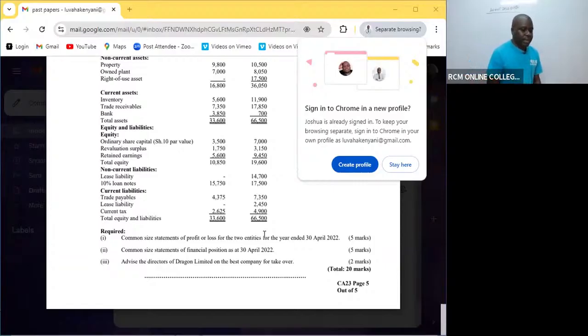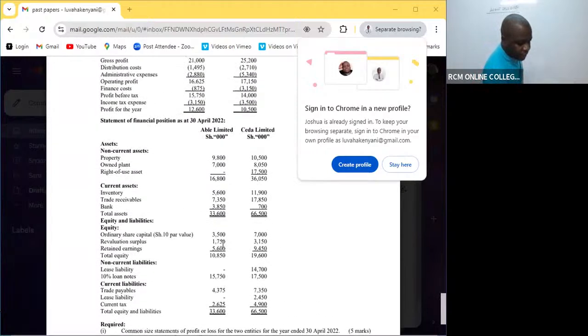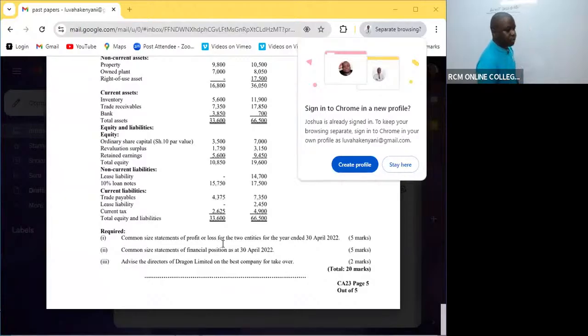Then advise the directors of Dragon Limited on the best company for takeover. So here we'll be able to do what we call the vertical analysis. We'll represent these figures using the common size, which is the vertical analysis. Because we haven't been given information regarding a number of years, we'll end up having to do a vertical analysis.